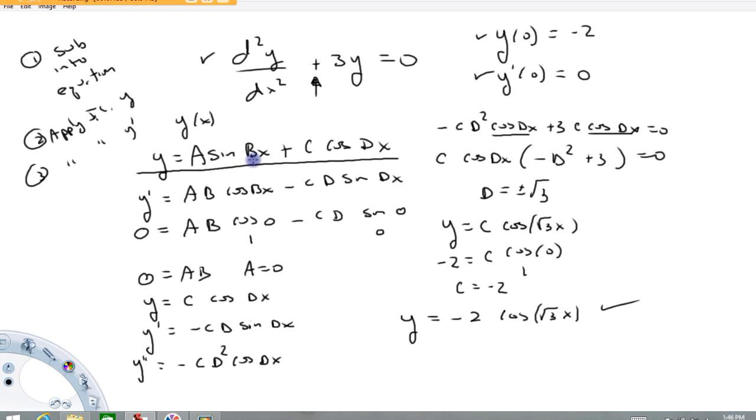Once you find the b and the d, you're basically done unless you have initial conditions, right? You would then apply the initial conditions to find a and c. So anyway, big things here. You're always subbing in, and then you're always applying conditions if you have them. And that's really it. That's about all there is to this stuff.